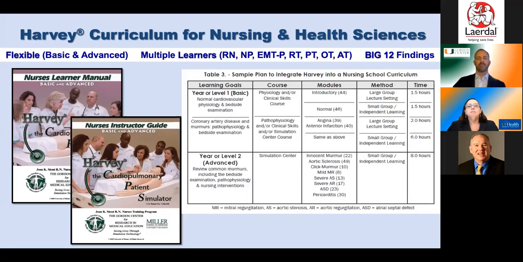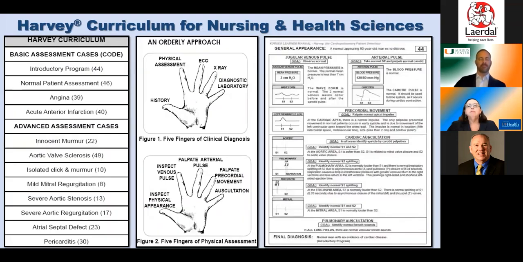On the next slide, you'll see a quick example of what the content looks like in the manuals. Again, 12 different core findings. All of this was structured around a very orderly, systematic approach to patients. And one of the things that Dr. Gordon had in mind in building Harvey was really creating the ability to replicate doing bedside teaching.